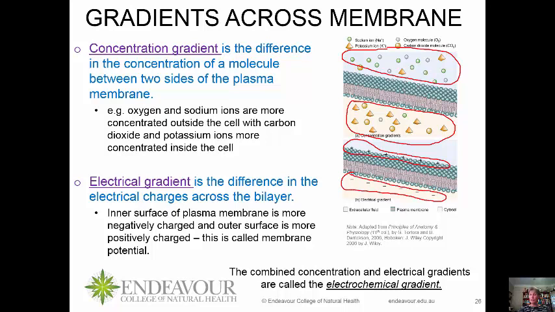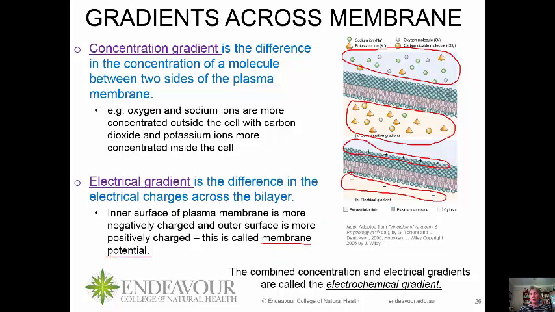So you can see positive charge on the outside and a negative charge on the inside, depending on which ions are there. So it's the difference in the electrical charges across the bilayer. So the inner surface of the plasma membrane is more negatively charged, generally, and the outer surface is more positively charged. And what this is called is the membrane potential.